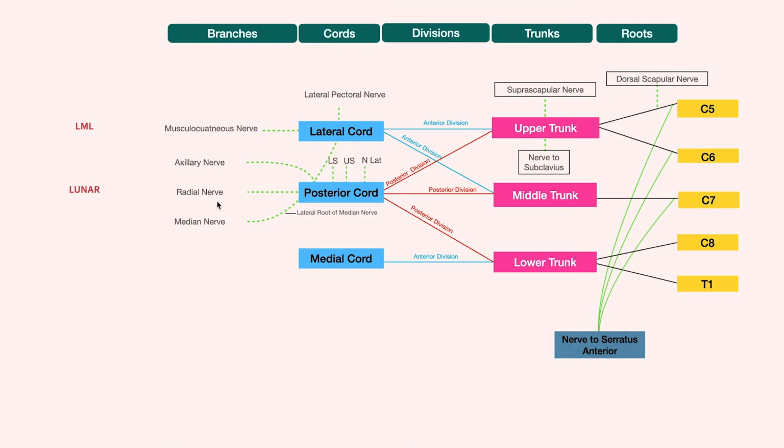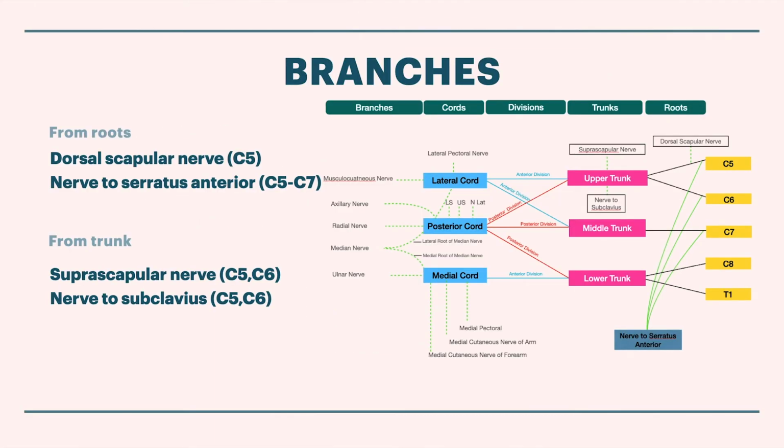For the medial cord, what we need to remember is 4MU. That means the first M stands for medial pectoral nerve, the second one stands for medial cutaneous nerve of arm, the third M stands for medial cutaneous nerve of forearm, and the fourth M stands for the medial root of the median nerve, which joins with the lateral root of the median nerve, forming the median nerve, and the U stands for ulnar nerve. And the key to remember the terminal branches that arise from the cords of the brachial plexus is MARMU.